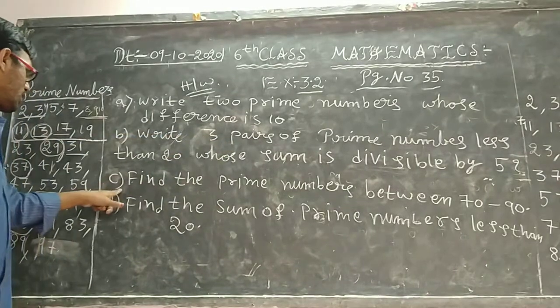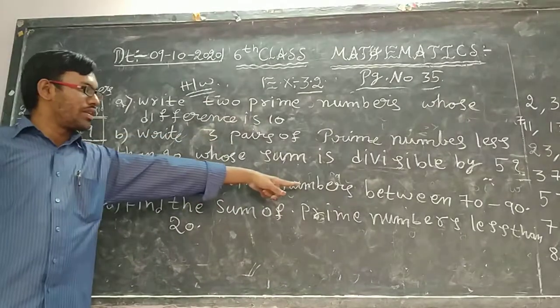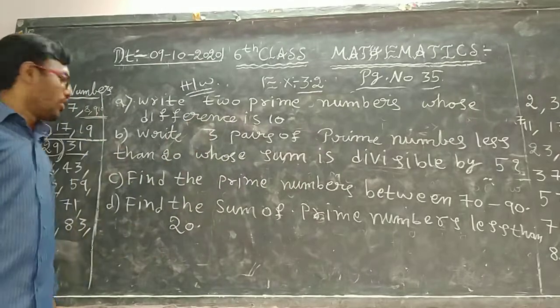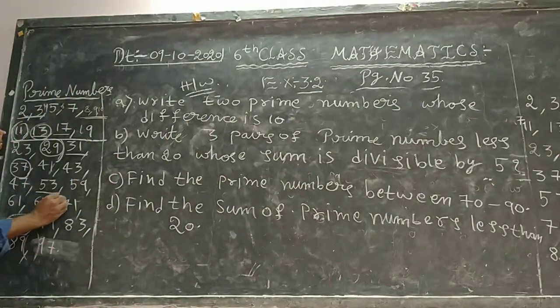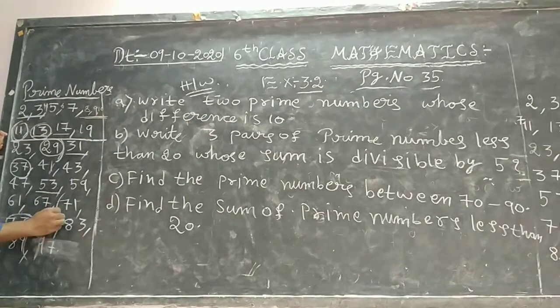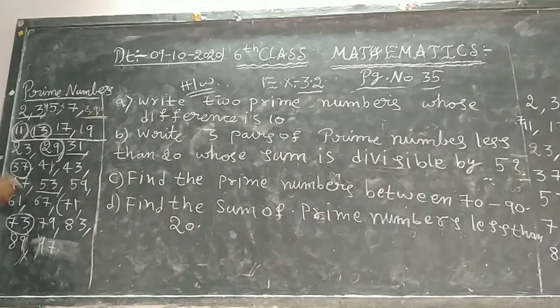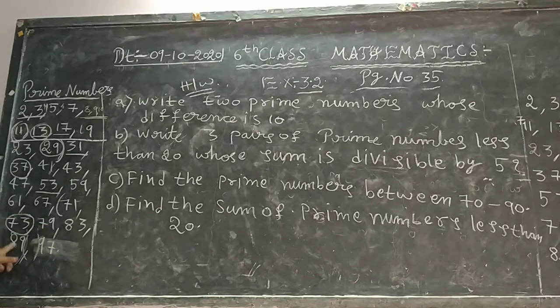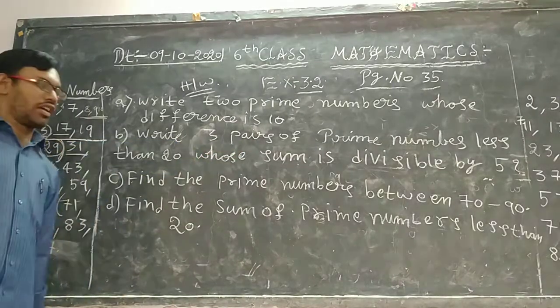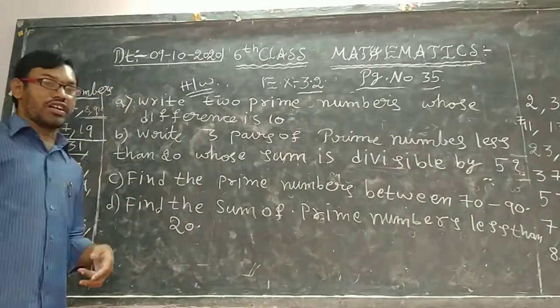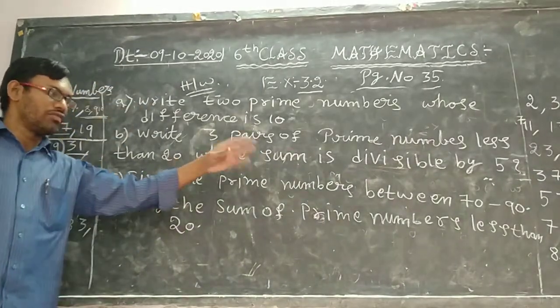Okay, next 3. Find the prime numbers between 70 and 90. So between 70 and 90 means starting from 71 up to 89, he is asking. So these are the prime numbers between 70 and 90: 71, 73, 79, 83, 89. Or else you can use the shortcut method also. Okay, and you can find them.